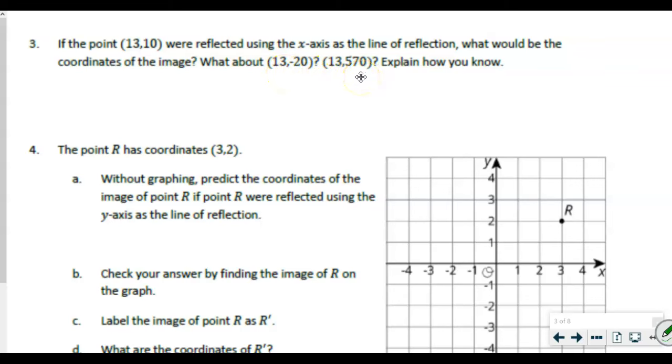Now this time you can't graph them, right? There's not a graph for you to look at and to compare your answers. So how are you going to answer this question? Let's discuss at your tables first before we come back together on the recording and share our responses.